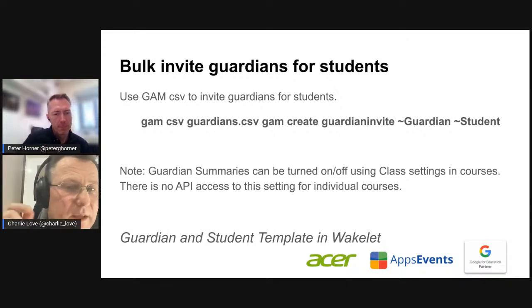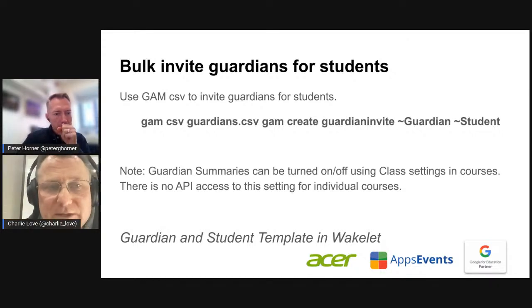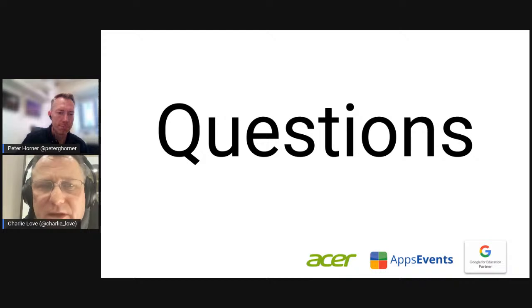So that's the guardian summaries and the fact that you can turn them on or off through the classroom settings. You can, of course, also turn on or off the ability to have guardians via the admin console as well. If you go into Apps, Classroom, you'll be able to see the settings for turning on or off guardian summaries for your domain or a specific OU.